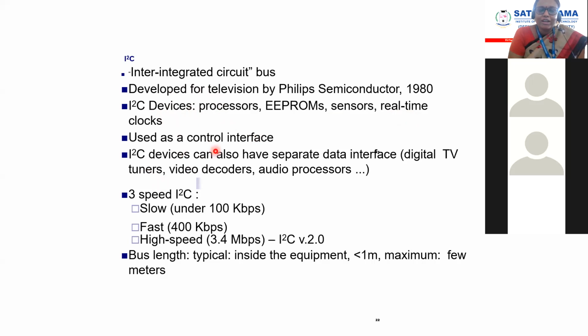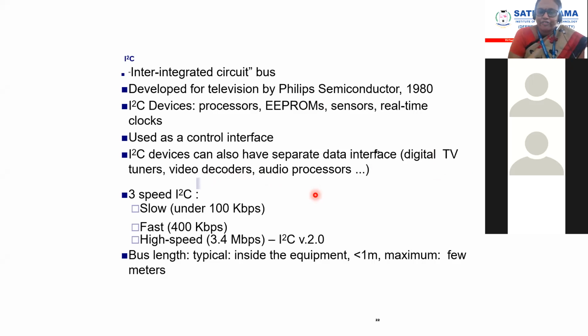In application terms, I2C is used in digital TV tuners, video decoders, audio processors, and so on. Philips Semiconductor, we all know Philips from the olden days, is a popular manufacturer of televisions. So they developed this I2C bus, which is used in TV tuners, video decoders, audio processors, and more.